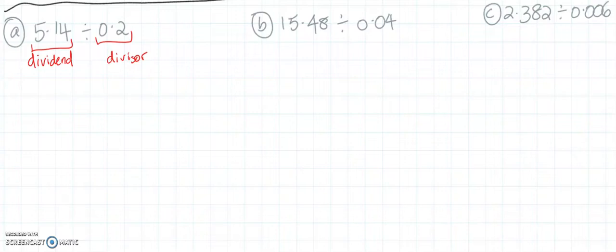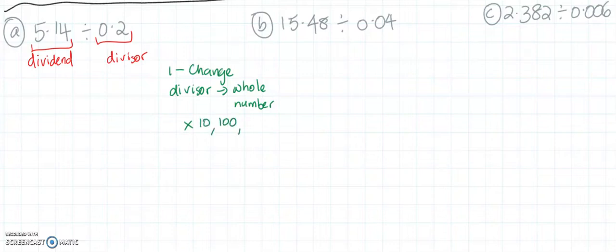The first step is that we change our divisor to a whole number. And the way we do that is by multiplying by powers of 10, so either 10, 100, or 1,000, whatever is needed. So that's the first thing. Step one is to change that.